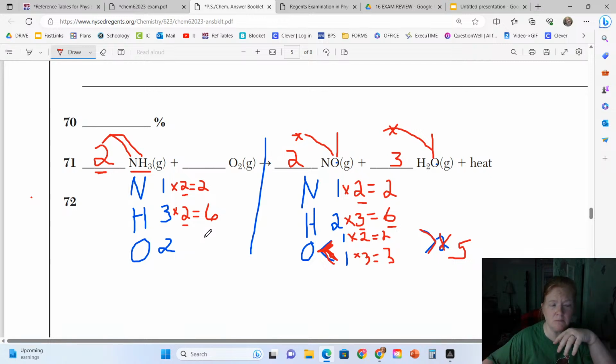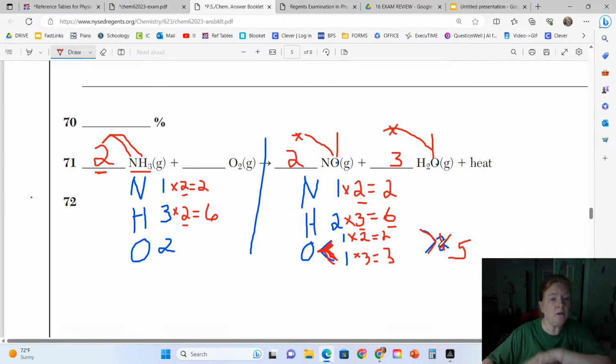Quick aside, the topic that is always on the Regents: physical behavior of matter. So endothermic, exothermic, changes of state, those kinds of things. That's like the biggest section that is always on the exam.